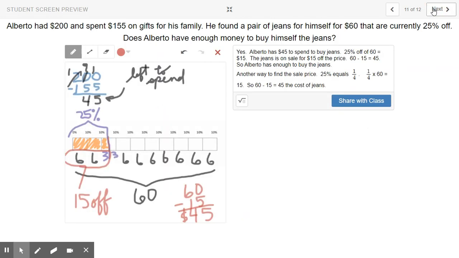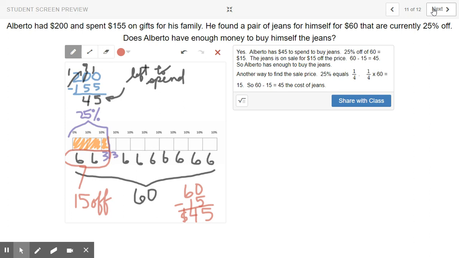Alberto had $200 and spent $155 on gifts for his family. He found a pair of jeans for himself for $60 that are currently 25% off. Does Alberto have enough money to buy himself jeans? So first, let's see how much is left to spend. $200 minus $155 means Alberto has $45 left to spend.